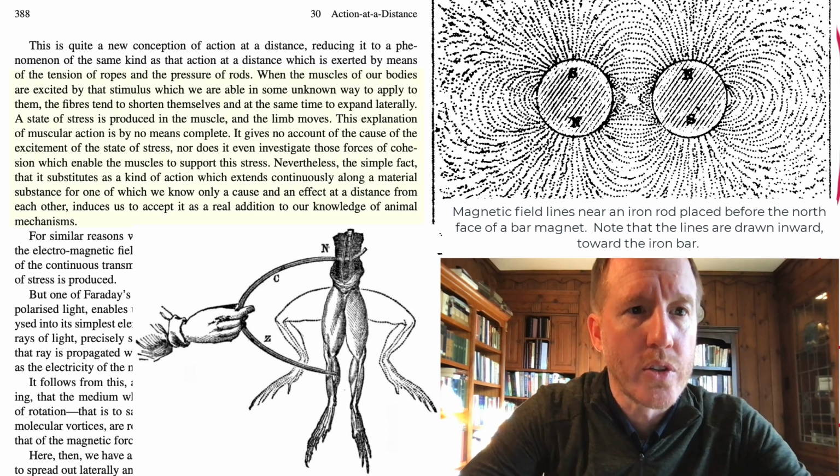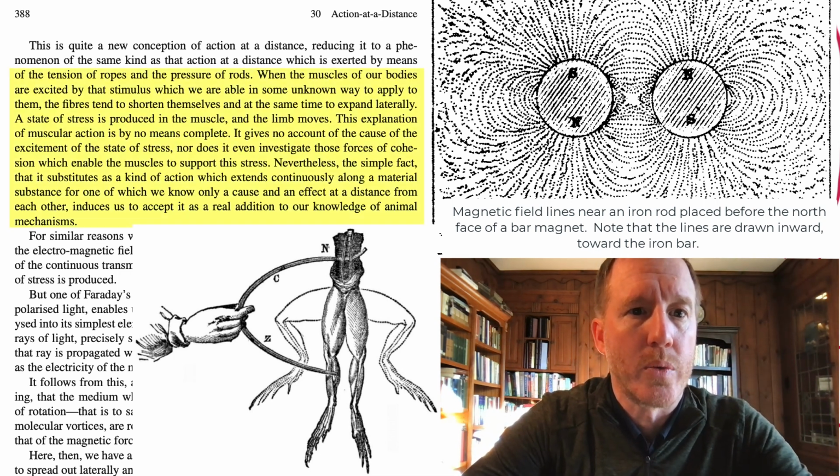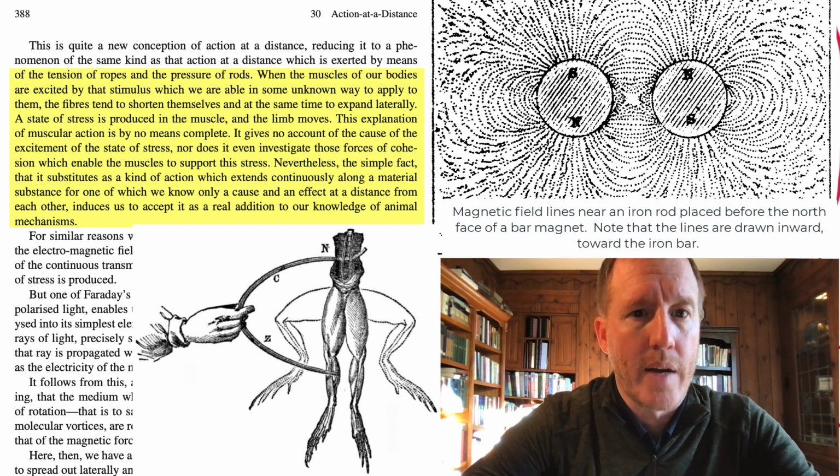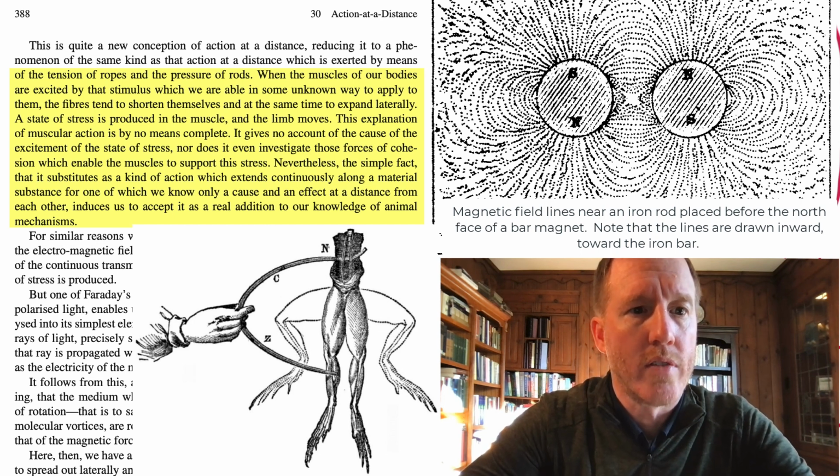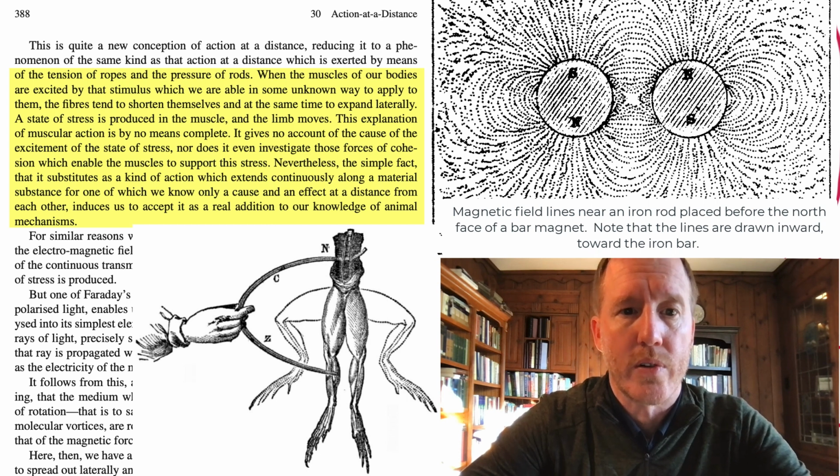He says, when the muscles of our bodies are excited by the stimulus which we are able in some unknown way to apply to them, the fibers tend to shorten themselves and at the same time to expand laterally. A state of stress is produced in the muscle and the limb moves. This explanation of muscular action is by no means complete. It gives no account of the cause of the excitement of the state of stress, nor does it even investigate those forces of cohesion which enable the muscles to support the stress.